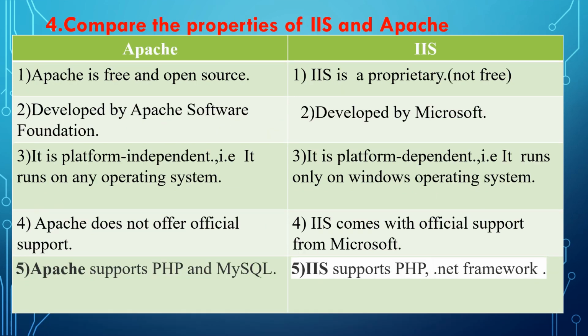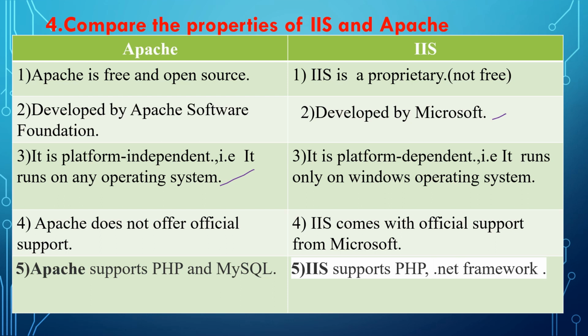Next we compare the properties of IIS web server and Apache web server. Apache is a free and open source software, but IIS is proprietary. That means it is not free, it is always packed with Windows. Apache is developed by Apache Software Foundation and IIS is developed by Microsoft. Apache is platform independent. That means it runs on any operating system.